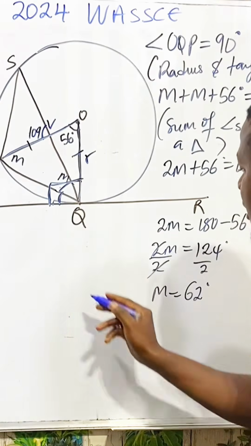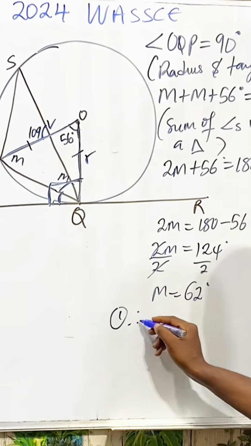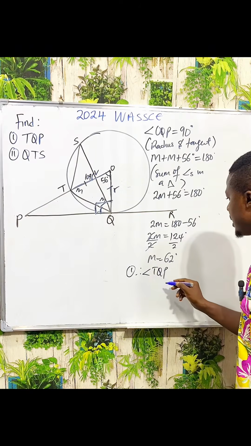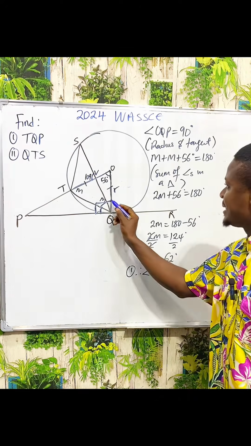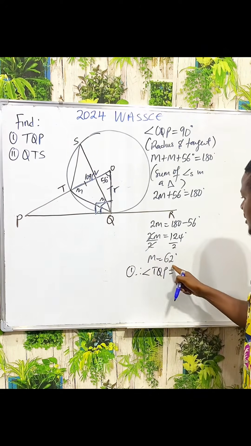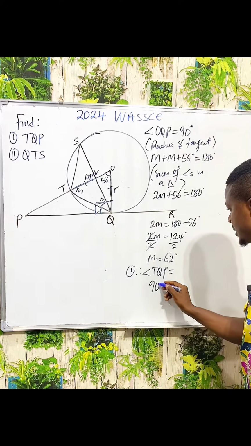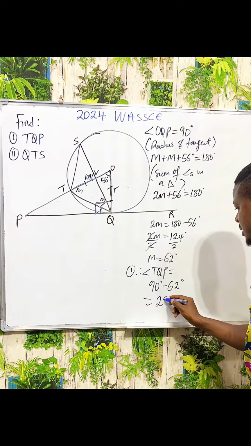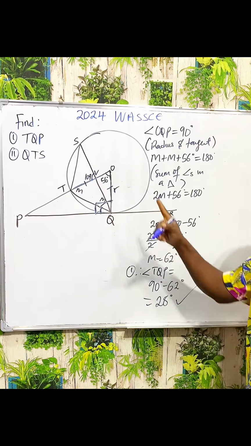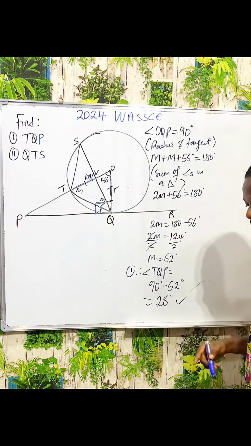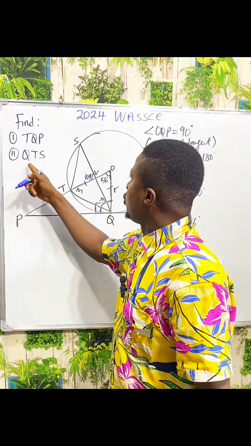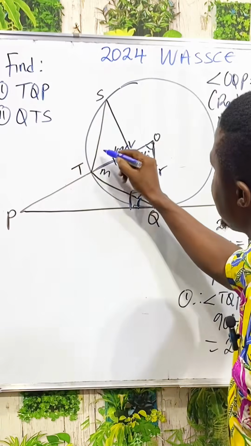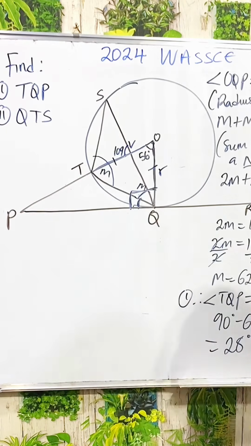So if I'm looking for this angle now, you can say, therefore, angle TQP will be equal to 90 degrees minus the 62 we've gotten. 90 degrees minus 62 degrees. When you subtract, you get 28 degrees. So we've answered the first question. The first question is 28. Now, come to the second one, QTS. So we need the whole of this angle.